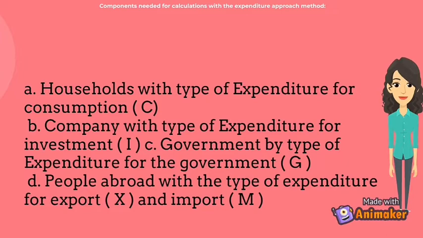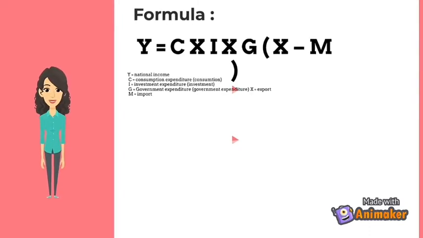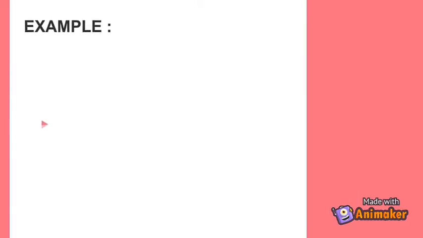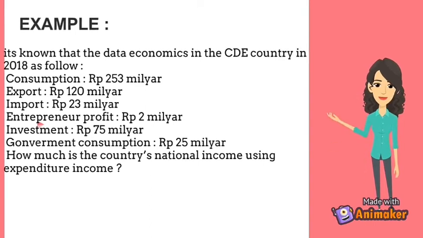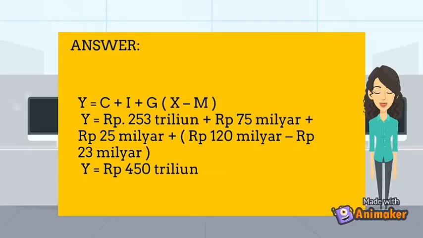It's known that the economic data Y equals C plus I plus G plus X minus M. Y equals Rp 253 trillion plus Rp 75 billion.